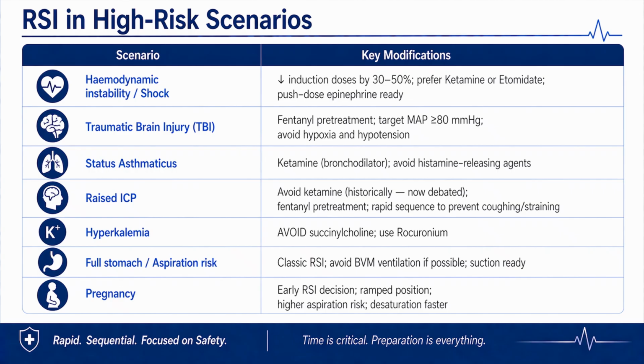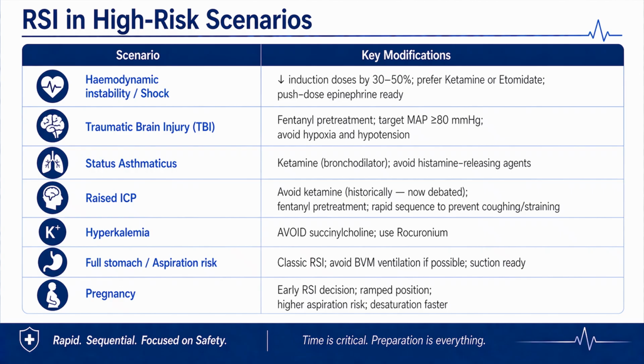In this slide, I have enlisted some of the high risk scenarios where you do RSI and what modifications in your plan may be required. Just like in the case of a hemodynamically unstable patient or septic shock, you have to reduce the dose of the induction agent by 30 to 50%. You go for either ketamine or etomidate, which comparatively cause less hemodynamic perturbation, and always keep epinephrine ready.